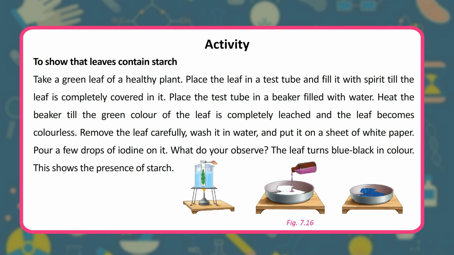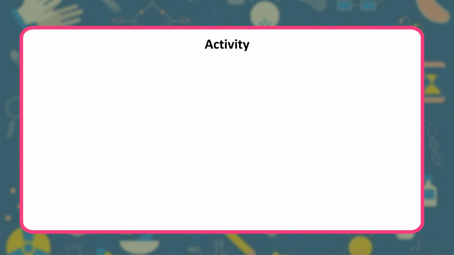Remove the leaf carefully, wash it in water, and put it on a sheet of white paper. Pour a few drops of iodine on it. What do you observe? The leaf turns blue-black in color. This shows the presence of starch.